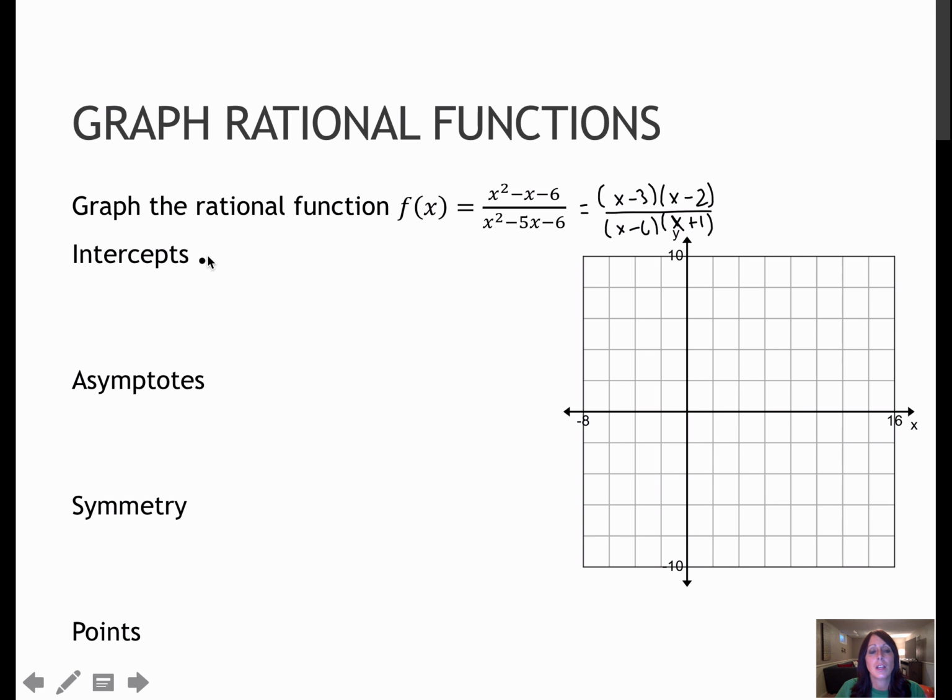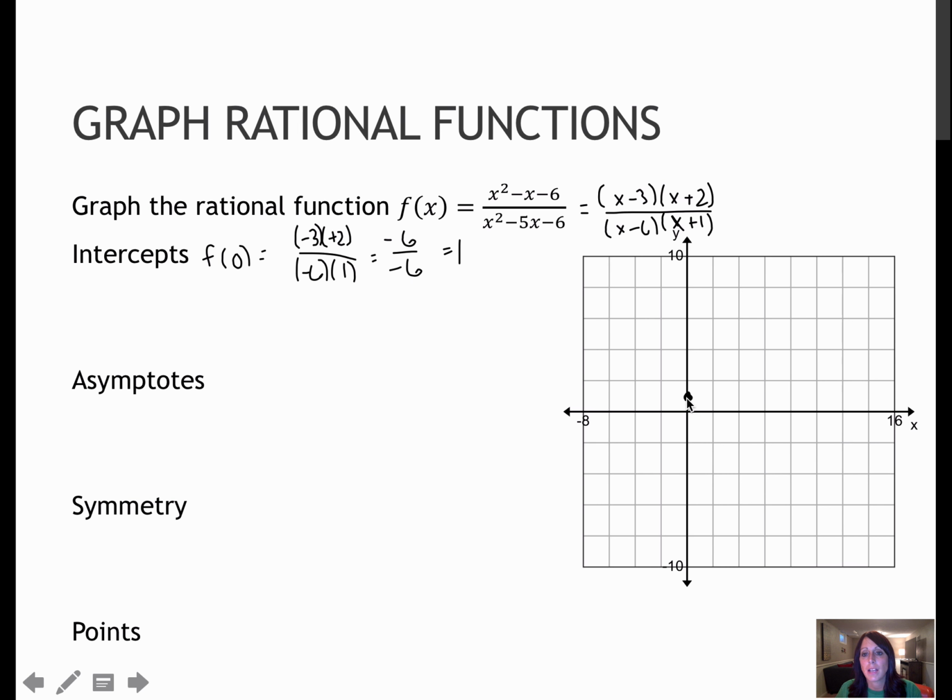My intercepts, of course, if I plug in 0. If I plug in 0 on the top, that would give me negative 3 times negative 2. On my denominator, I would get 0 minus 6, which is negative 6, times positive 1. Oops, I screwed up somewhere. This should be a plus 2. So that's a plus 2. And then 0 plus 1 is 1. Negative 3 times 2 is negative 6. Negative 6 times 1 is negative 6. My intercept is 1. So that's my y-intercept.